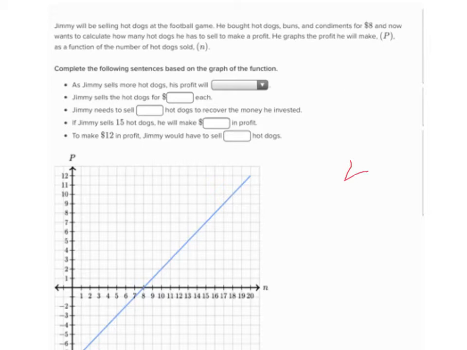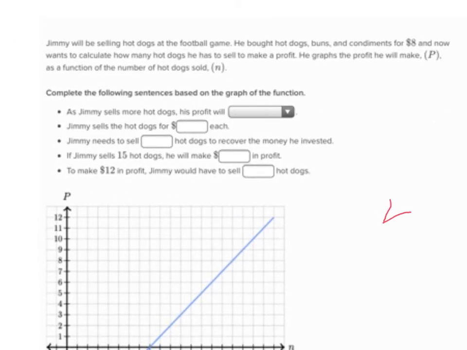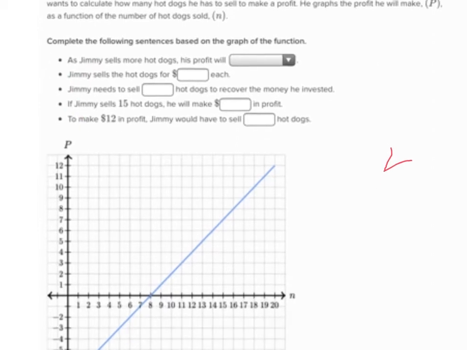Okay, let's read this one together. This one right here says, Jimmy will be selling hot dogs at the football game. He bought hot dogs, buns, and condiments for $8 and now wants to calculate how many hot dogs he has to sell to make a profit. He graphs a profit he will make as a function of the number of hot dogs sold. Complete the following sentences. So we've got to complete these 5 sentences based on the information. Okay? So let me move this up.